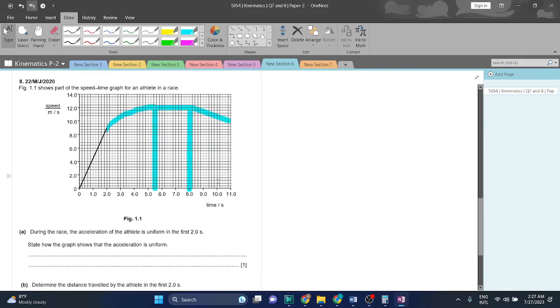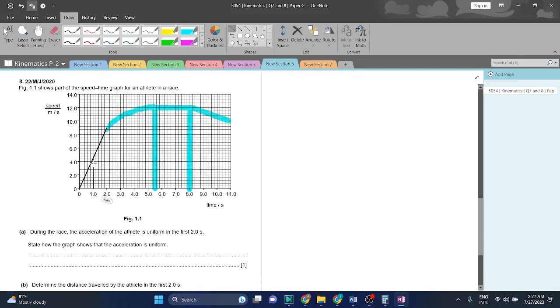Now moving on to question 8. Figure 1.1 shows the part of the speed time graph for an athlete in a race. During the race, the acceleration of the athlete is uniform in the first 2 seconds. Uniform acceleration का क्या मतलब हुआ? That the athlete is gaining the same amount of speed in a given unit time.